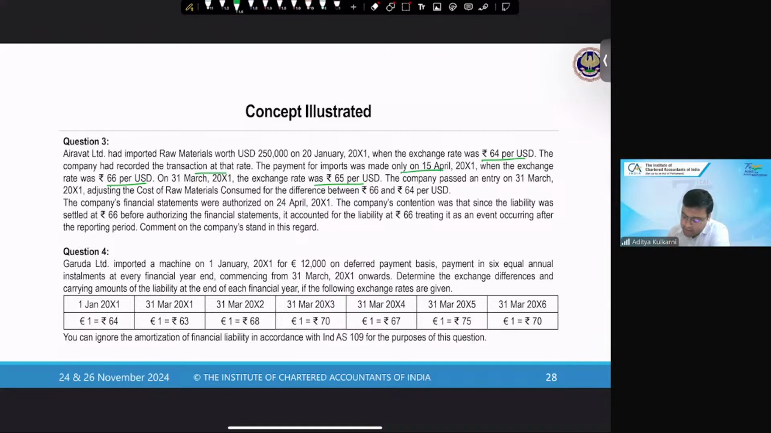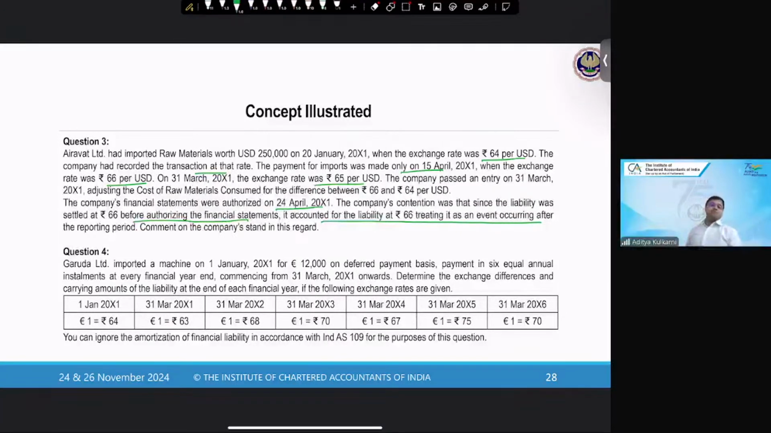The company's financial statements were authorized on 24th April. The company's contention was since the liability was settled at 66 before authorizing the financial statements, it accounted for the liability at rupees 66, treating it as an event occurring after the reporting period. Comment on the company's stand in this regard.